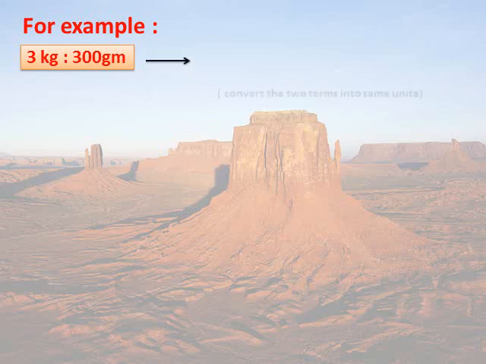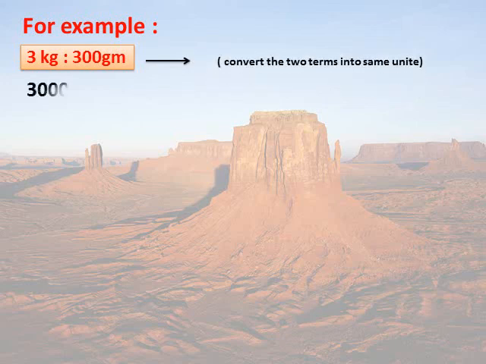Okay, we must convert the two terms into the same unit. 3 kilograms equal 3000 gram, and 300 gram stays as it is, so the ratio is 3000 to 300. Now we must put the ratio in its simplest form. 3000 and 300 are divisible by 100. Dividing the two terms by 100: 3000 divided by 100 equals 30, and 300 divided by 100 equals 3.